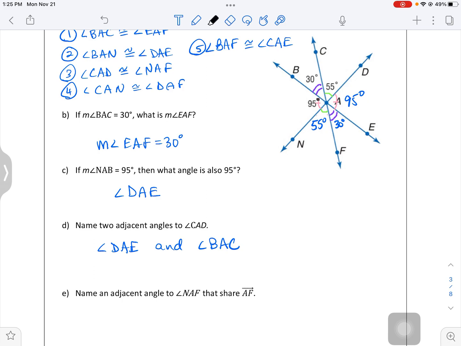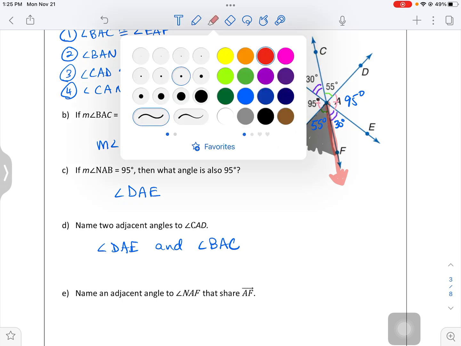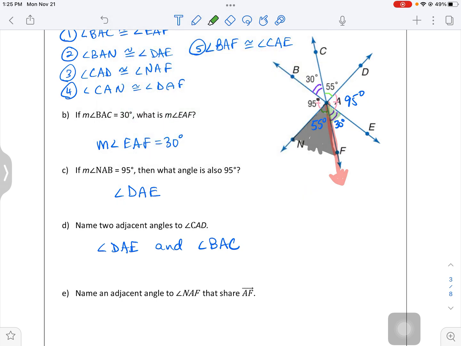All right, so now it says name an adjacent angle to NAF that shares AF. So angle NAF is right here. And it says that they share ray AF. AF is right here. So if they share this ray, that means this angle right here would be the adjacent angle we're talking of, because this angle over here does not share ray AF, and we want to share ray AF. So angle EAF is the one that shares AF.